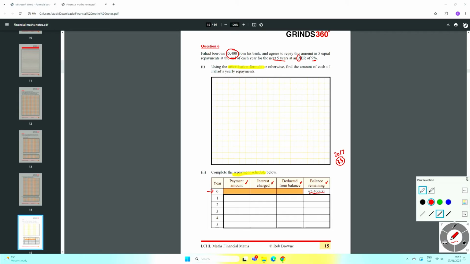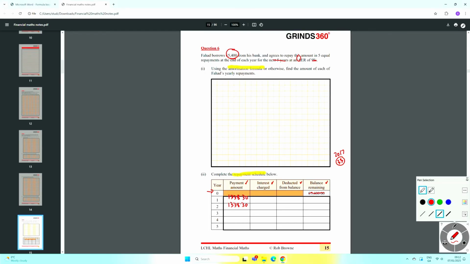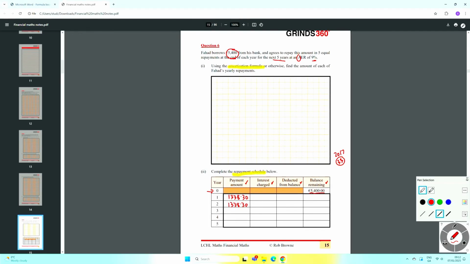So that's the amount he borrowed here. We now also know his payment amount, so we know that this payment amount down here is 1338.30. So this is going to be 1338.30 every year. To do a repayment schedule, you need those two numbers: how much he borrowed and how much he paid, because this is not going to change. So let me just fill those in. The payment amount is the same every year. That's what you worked out previously.